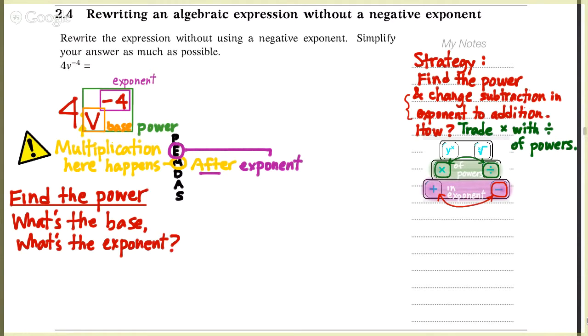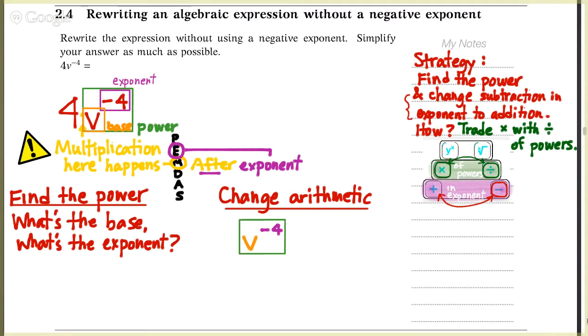So now we know what the base is and what the exponent is in this problem. Which means that all the work that we do is going to be done inside of that green box. Right? We're going to just work at the level of that power. And inside of that power, I want to change the arithmetic that's happening in the exponent. Namely, I want to change that negative 4, which is in the exponent, to a positive.